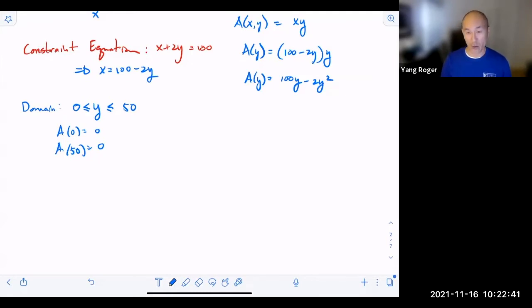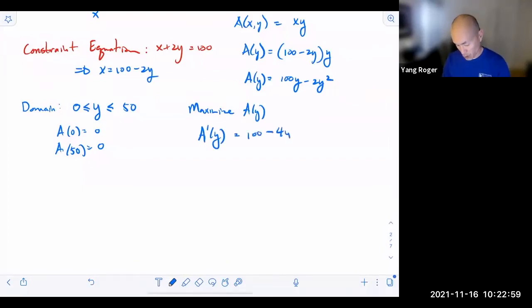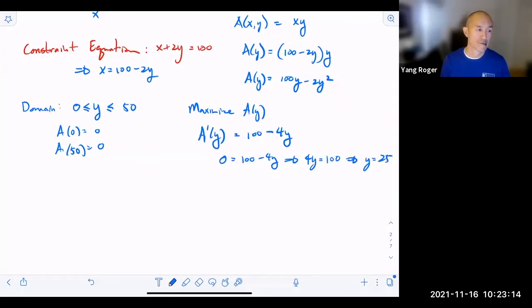So what we want to do next is calculate the derivative. Now we want to maximize A of y. We first need to find the critical values. When I take the derivative, I'm going to get 100 minus 4y. I want to set that equal to 0. So 0 is equal to 100 minus 4y. This tells me that 4y is equal to 100. This tells me that y is equal to 25. So this is one of our critical values.